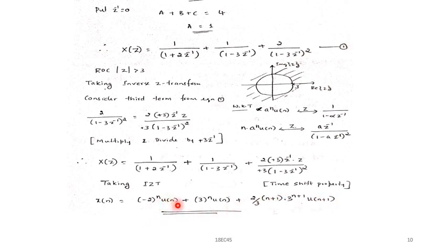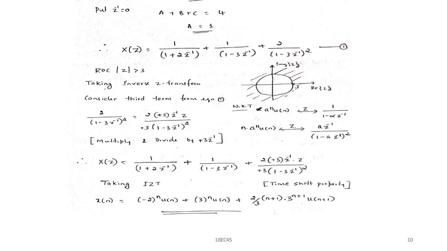Minus 2 to the power n u of n plus 3 to the power n u of n plus 2 by 3 (n plus 1) into 3 to the power n plus 1 u of n plus 1. So n is replaced by n plus 1. Here I applied the time shifting property and took the inverse Z transform. The ROC is Z greater than 3.